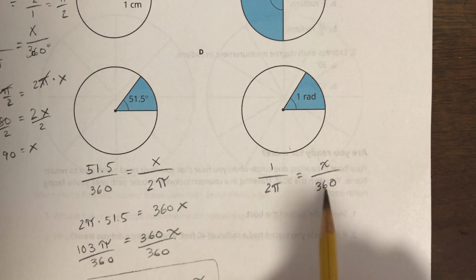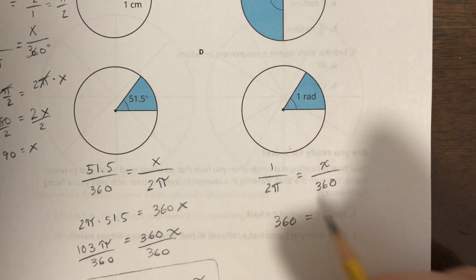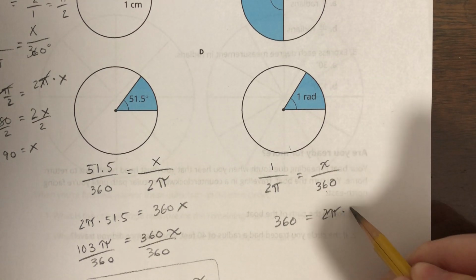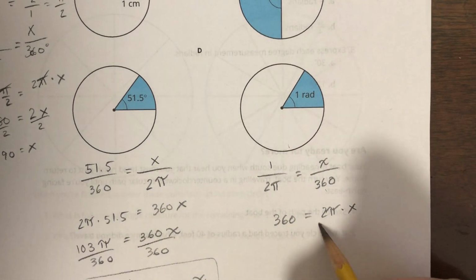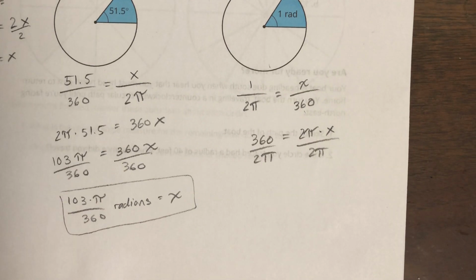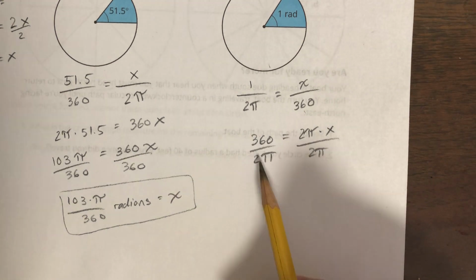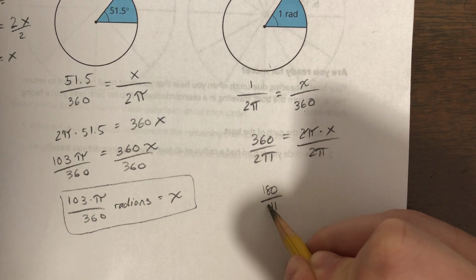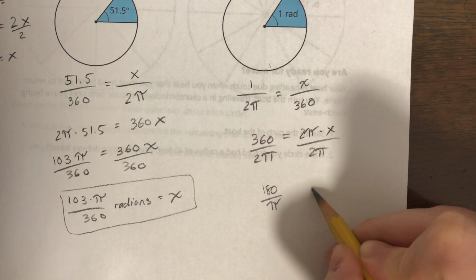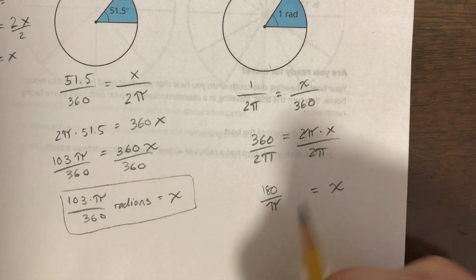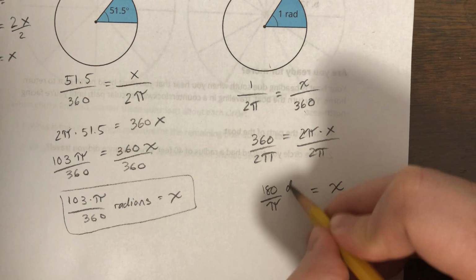Cross multiply. 1 times 360 is equal to 360. 2 pi times x is 2 pi x. Get x alone, divide by 2 pi, divide by 2 pi. And we are going to get 360 divided by 2, which is 180 over pi. So that's going to be our degrees.